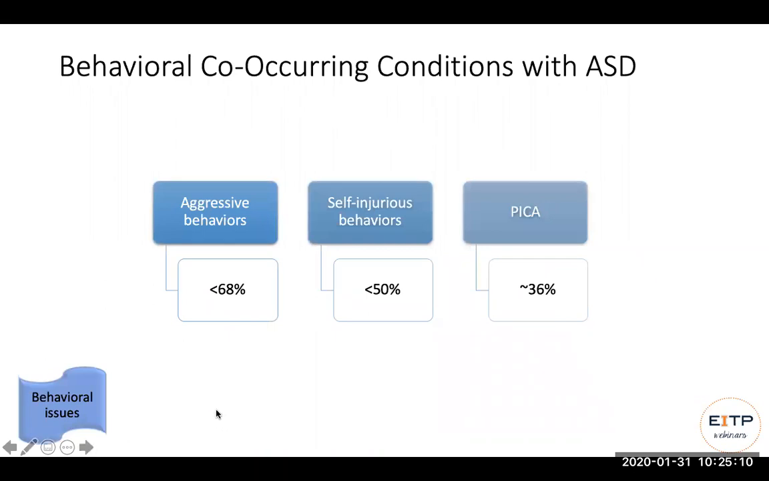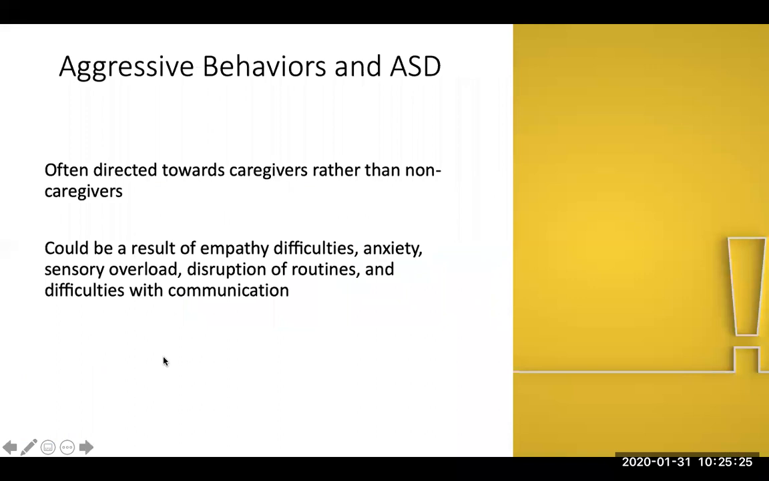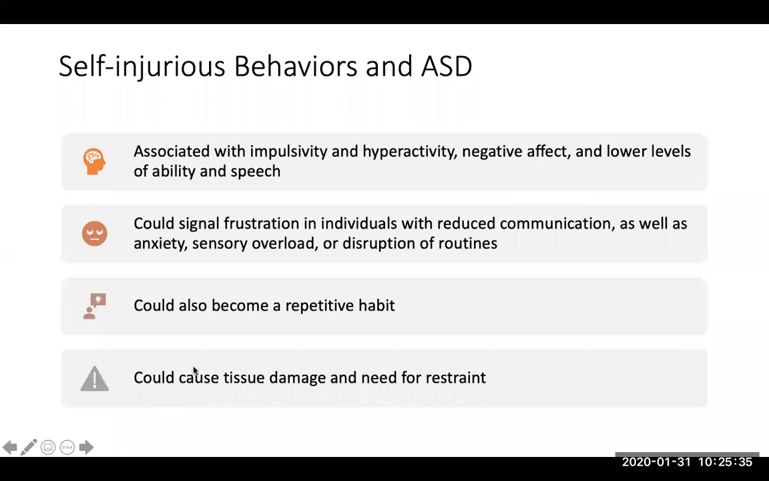I wanted to show you a little bit about the behavioral concurrent conditions, which are aggressive behaviors, which is very disruptive to schools and to families, self-injury behaviors, and Spica, which we already talked about. Sometimes you see aggressive behaviors to family members, but it's really disruptive when the aggressive behavior is to other kids.